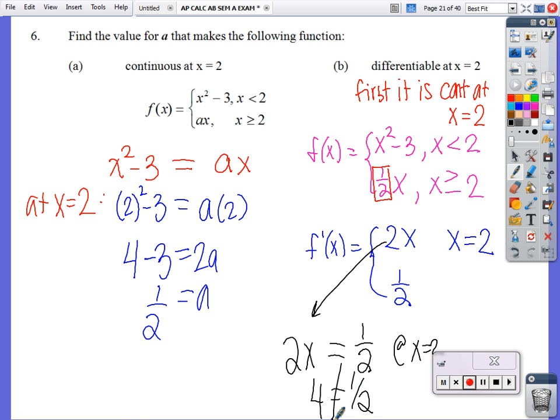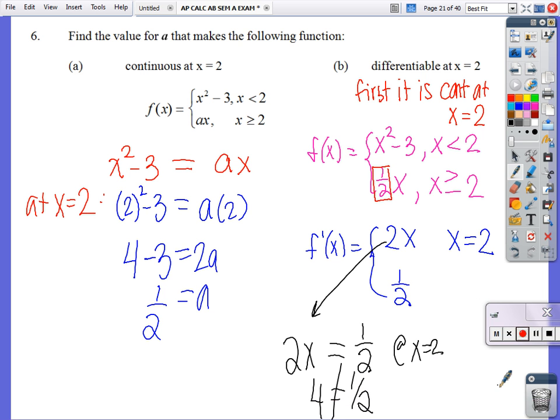The left side derivative and the right side derivative are not the same. So there is no value of a that would make the function differentiable, but there is a value that would make it continuous. I will show you the major mistake for this one.